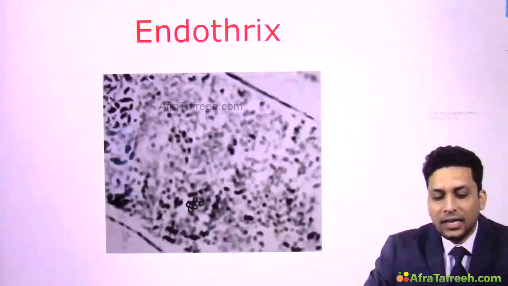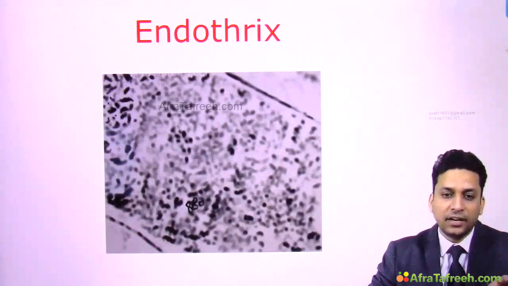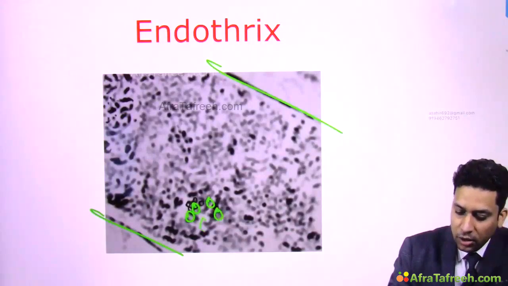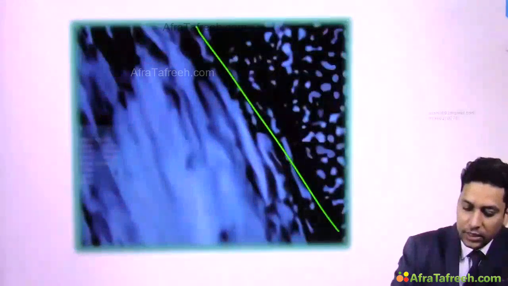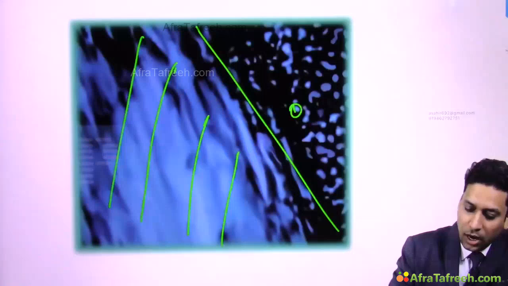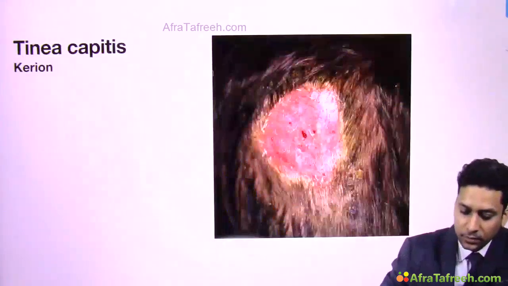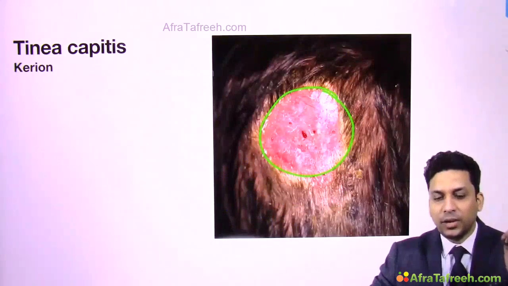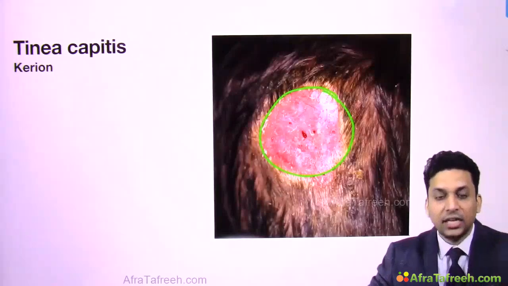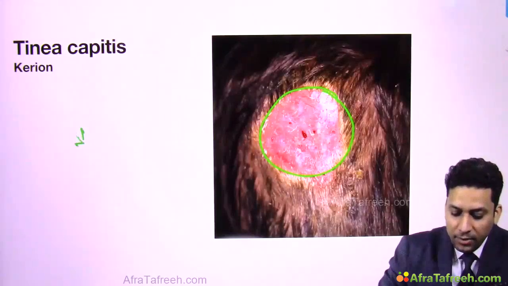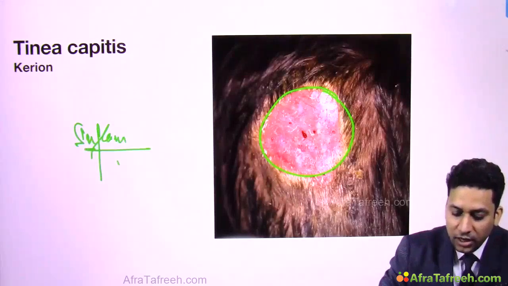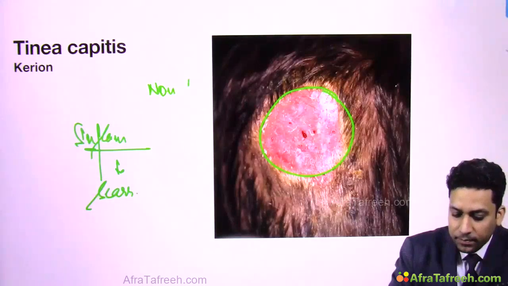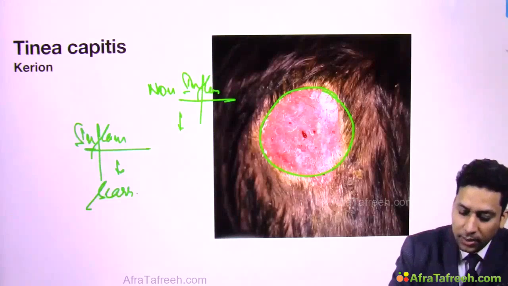So I told you that there are various species, some are endothrix, some are ectothrix. So if this is the hair follicle and all the fungal spores are inside, then we call it endothrix. If the hair shaft is intact and the spores are outside, we call it ectothrix. This is the kerion type of tinea capitis, where you will find tender boggy swelling over the scalp in a child, and see there is hair loss. So this is the inflammatory type of tinea capitis. When it heals, it will lead to scarring type of hair loss. And if it is non-inflammatory, then it leads to non-scarring type of hair loss.